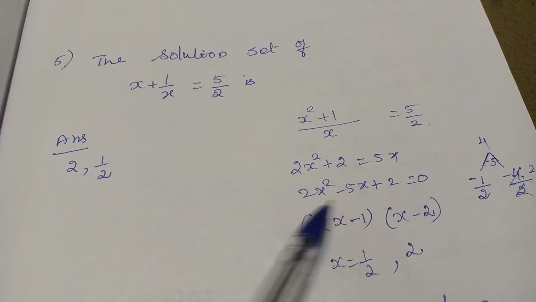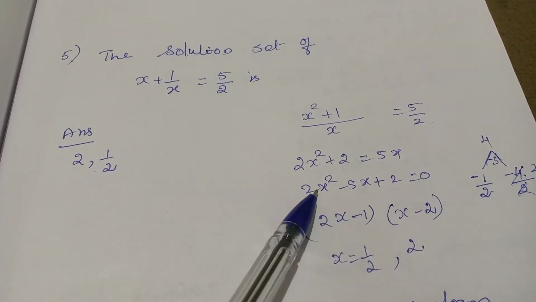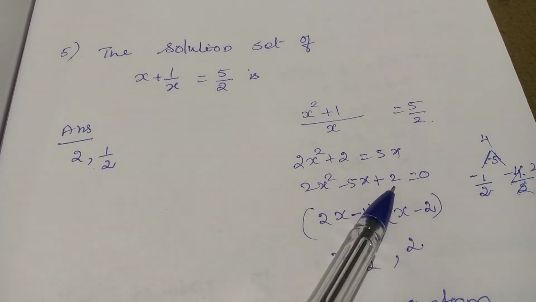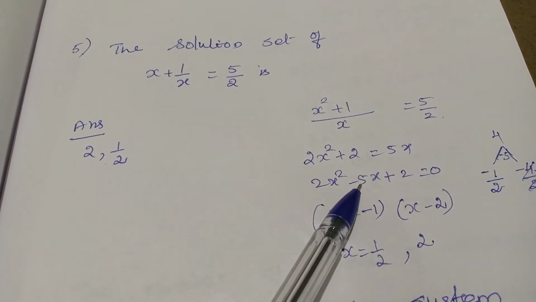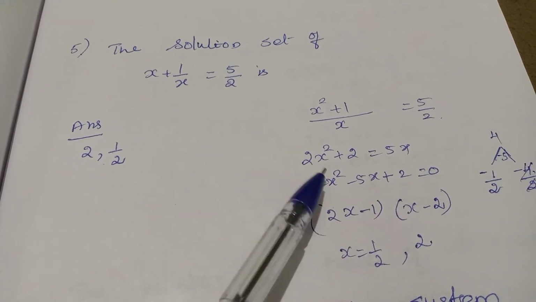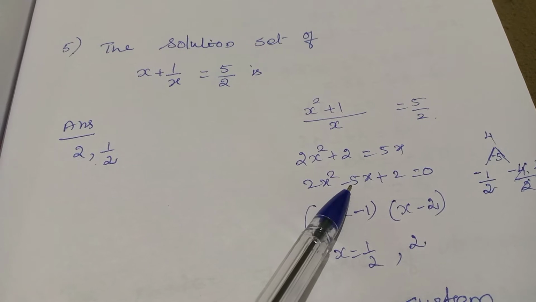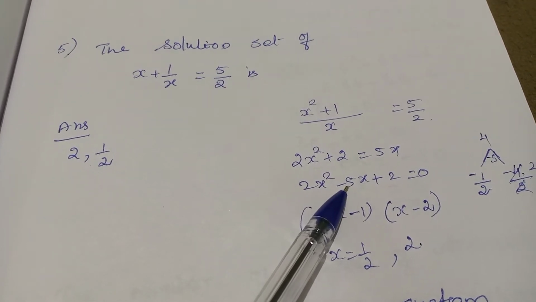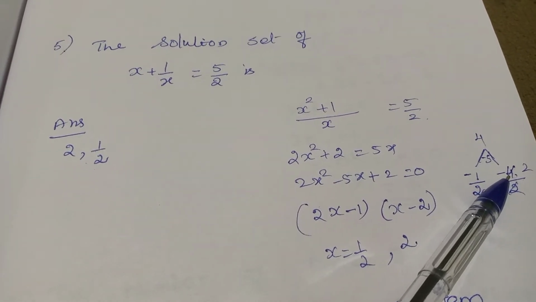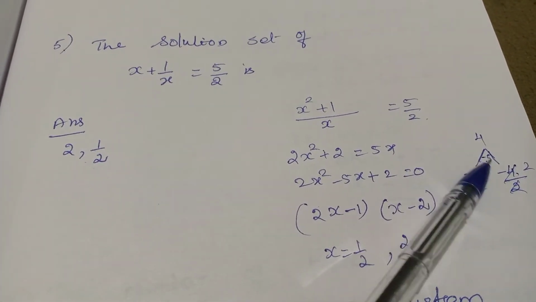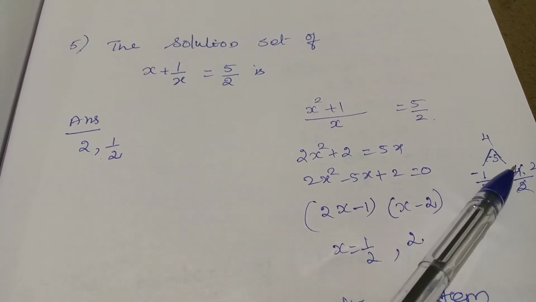Now it becomes a quadratic equation, so it can be factorized. What is the multiplication number here? 2 into 2 is 4, and the addition number is minus 5. So guess the numbers. When we multiply we have to get 4, and when we add we have to get minus 5. Can you guess the numbers? Minus 1 and minus 4. Multiply both numbers, we get 4. Add both numbers, we get minus 5. So what are the correct numbers? Minus 1 and minus 4.